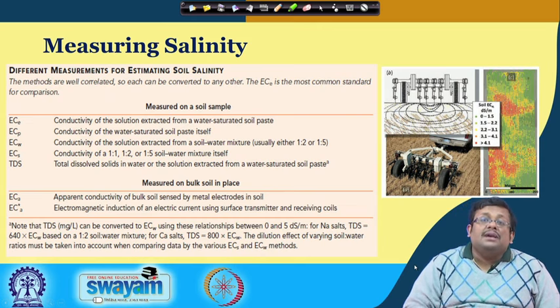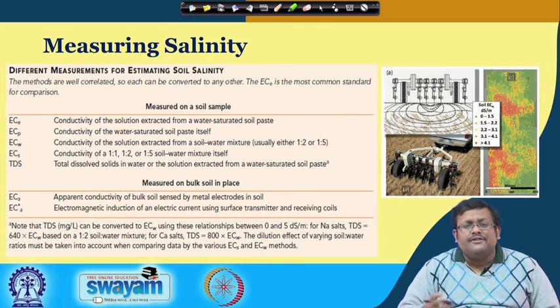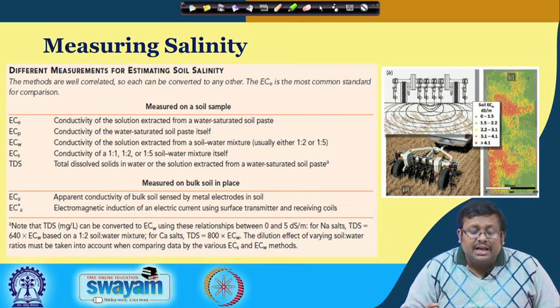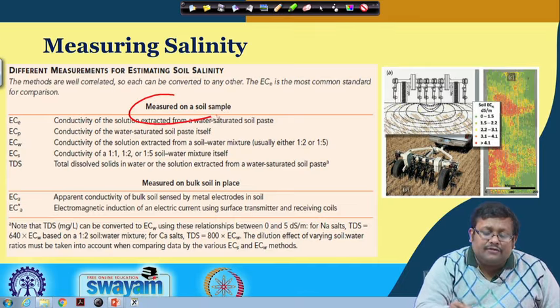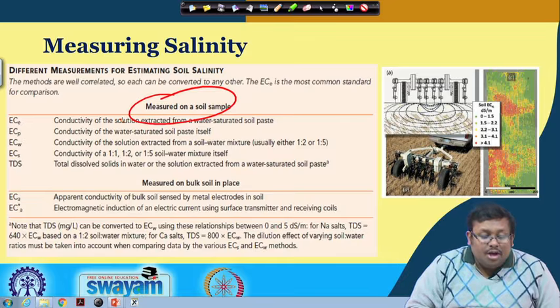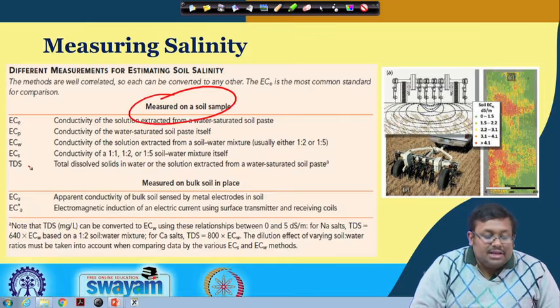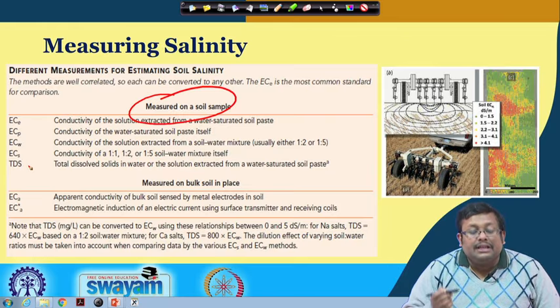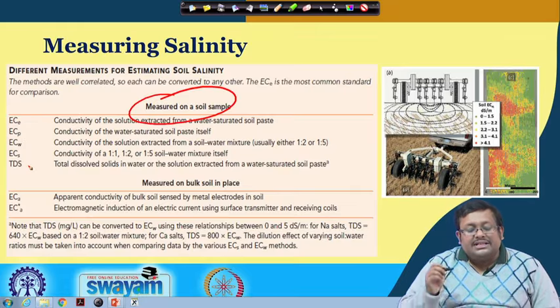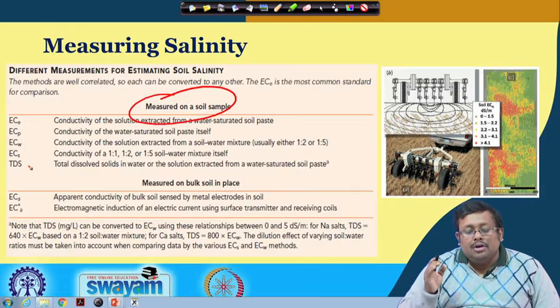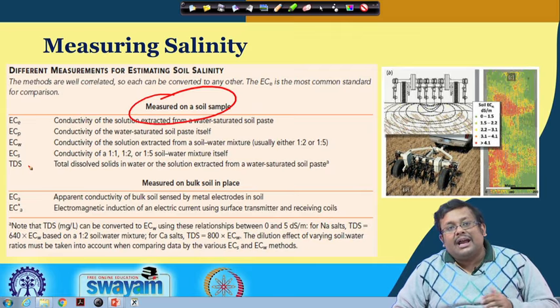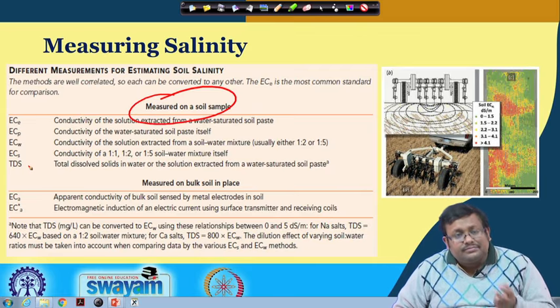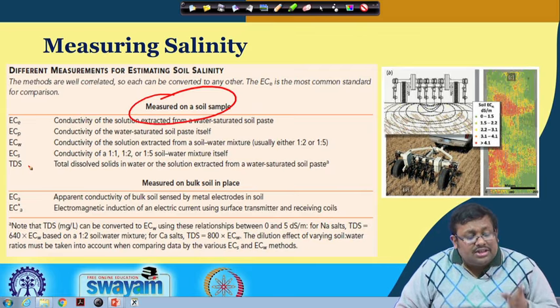Now, how do we measure the soil salinity? Obviously, there are different methods for measuring soil salinity. If we want to measure the soil salinity of a soil sample itself, there are 4 to 5 different ways. First of all, ECe, which is basically the conductivity of the saturated extract from water saturated soil paste. So, we make a soil paste, keep it overnight, extract the water and measure the conductivity. So, this is called ECe.